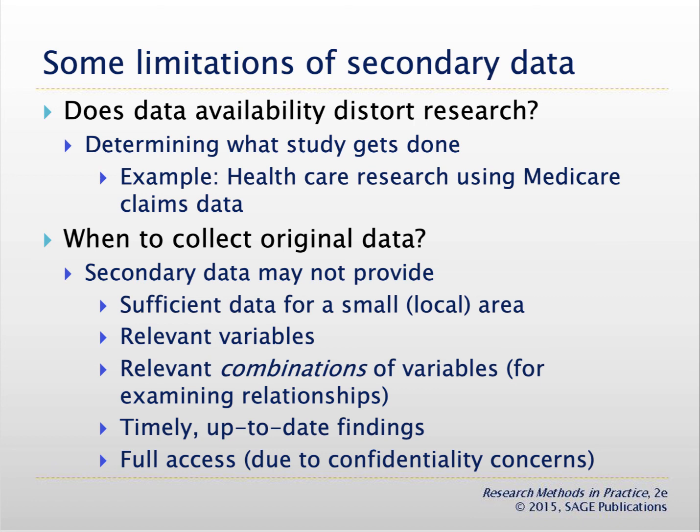So, when should you collect original data and not go with secondary data? You may not have enough data for a small geographical area. You might not have the variables you need. You might not have the relevant combinations of variables. Now, often you can link data sets, merge them. But if you can't, better to collect your own. The data may not be up to date, and you may not get access to the data.